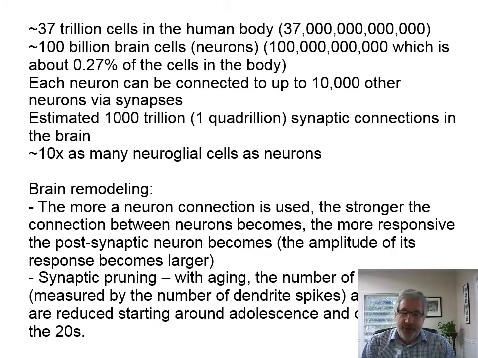There's also something interesting called synaptic pruning. When you age, the number of synapses, which they measured by looking at the number of dendrite spikes and estimating this, and the number of synapses and neurons start being reduced somewhere in adolescence and continues on into your 20s.